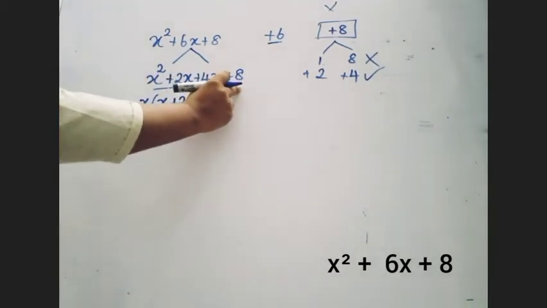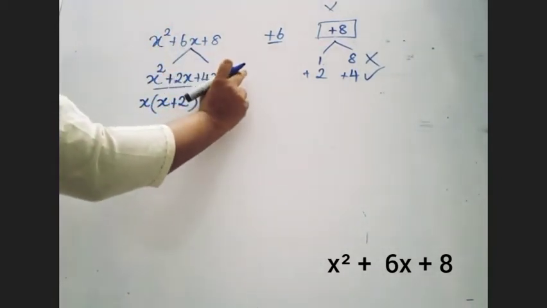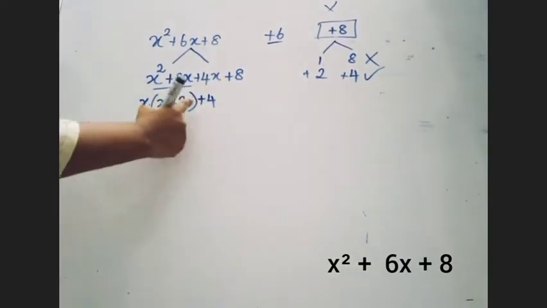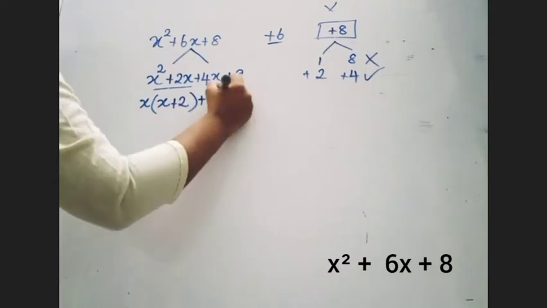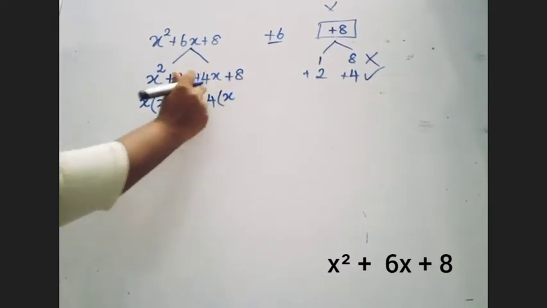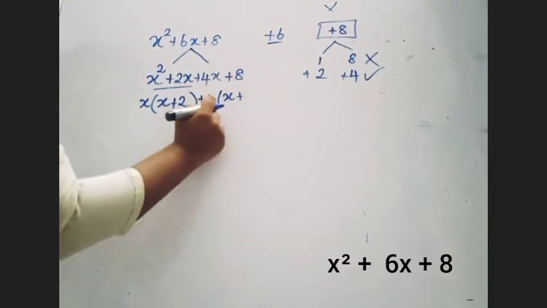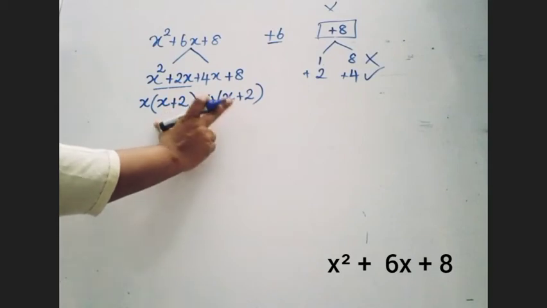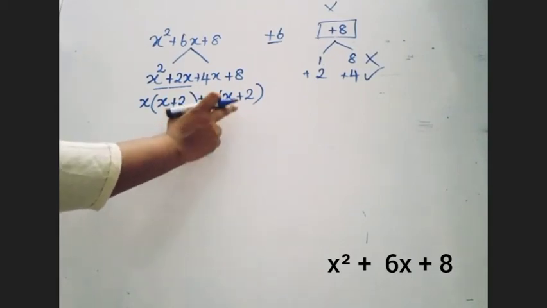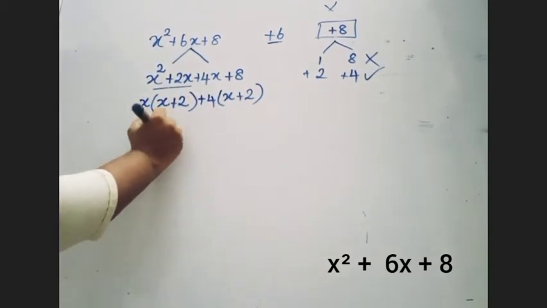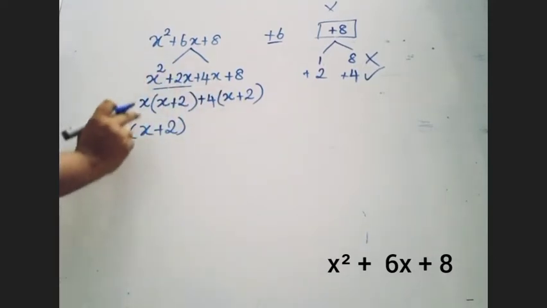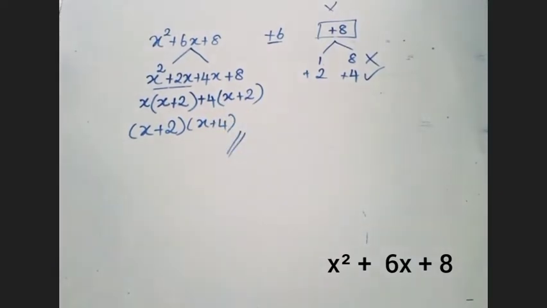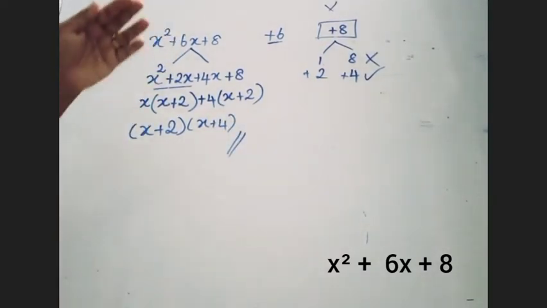After that, among these two terms, what is the common factor? 4 is the common factor, positive 4. So write it along with the sign. So the remaining is x, and 8 divided by 4 is plus 2. So that's it. Now among these two terms, the common factor is x plus 2. So when you take x plus 2 outside, the remaining would be x plus 4. So this is the answer. So these are the steps you need to remember.